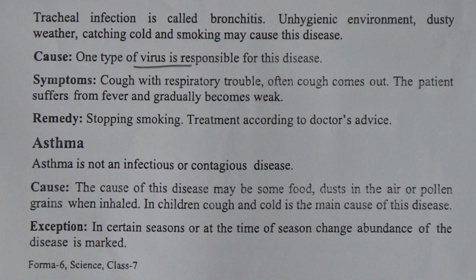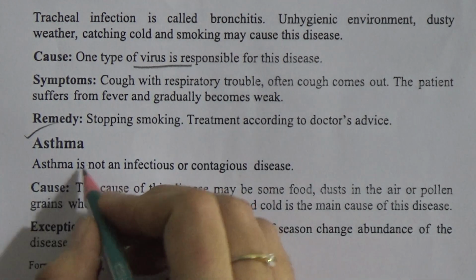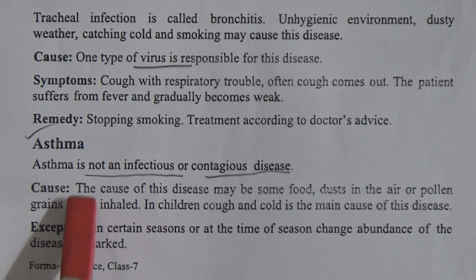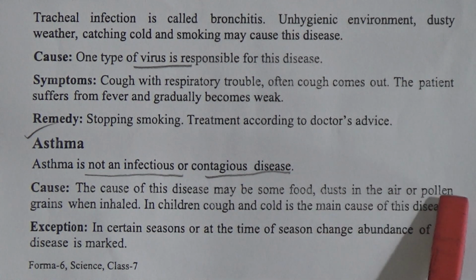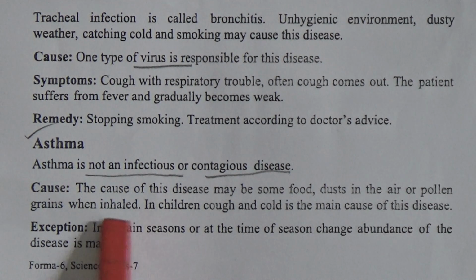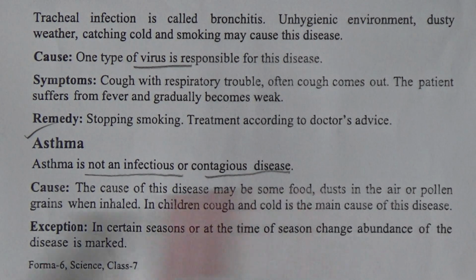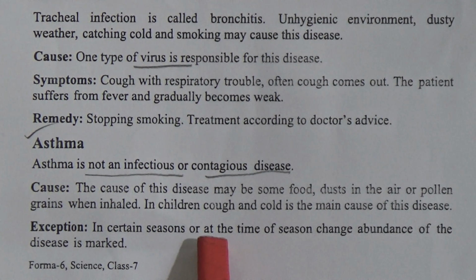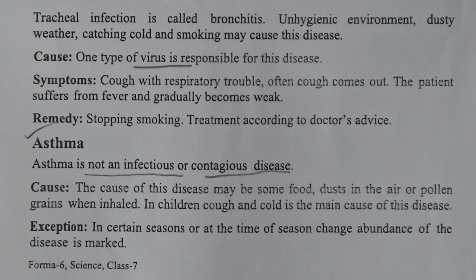Now the next disease is asthma. Asthma is not an infectious or contagious disease. Causes of asthma: the cause may be some food, dust in the air, or pollen grains when inhaled. In children, cough and cold is the main cause of this disease. In certain seasons or at the time of season change, the prevalence of the disease is marked.